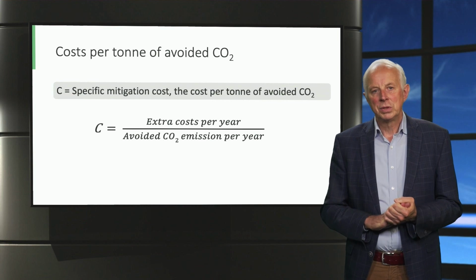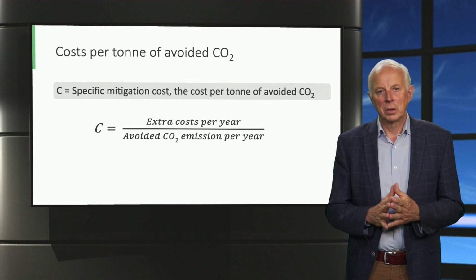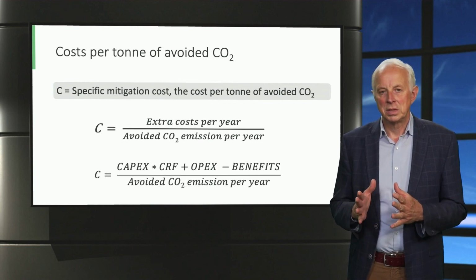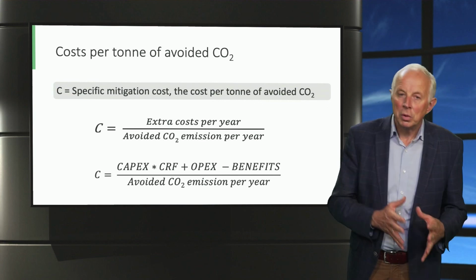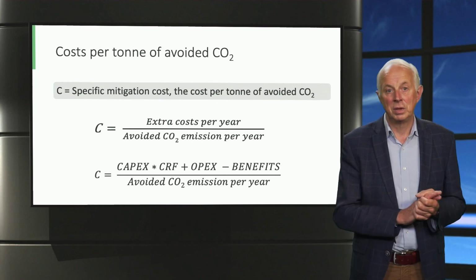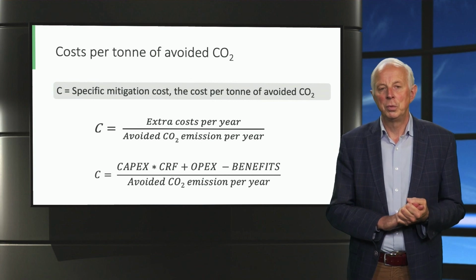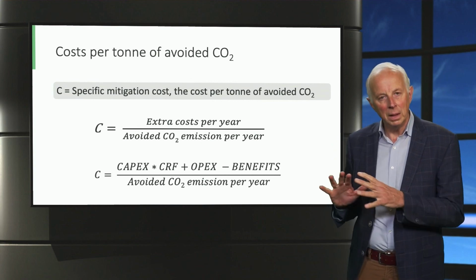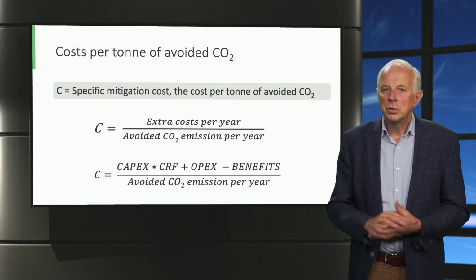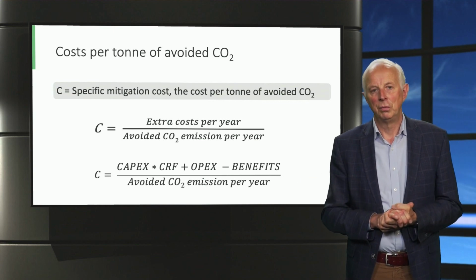And if we take the concepts that we used in the previous video, we can also describe the extra cost as the CAPEX times the capital recovery factor. So that's the investment related cost plus the annual cost for operation and maintenance minus the benefits, which can be, for example, saved energy or the value of produced energy. Then we divide them by the avoided CO2 emissions per year. So this is simply the formula for calculating the cost per ton of avoided CO2.